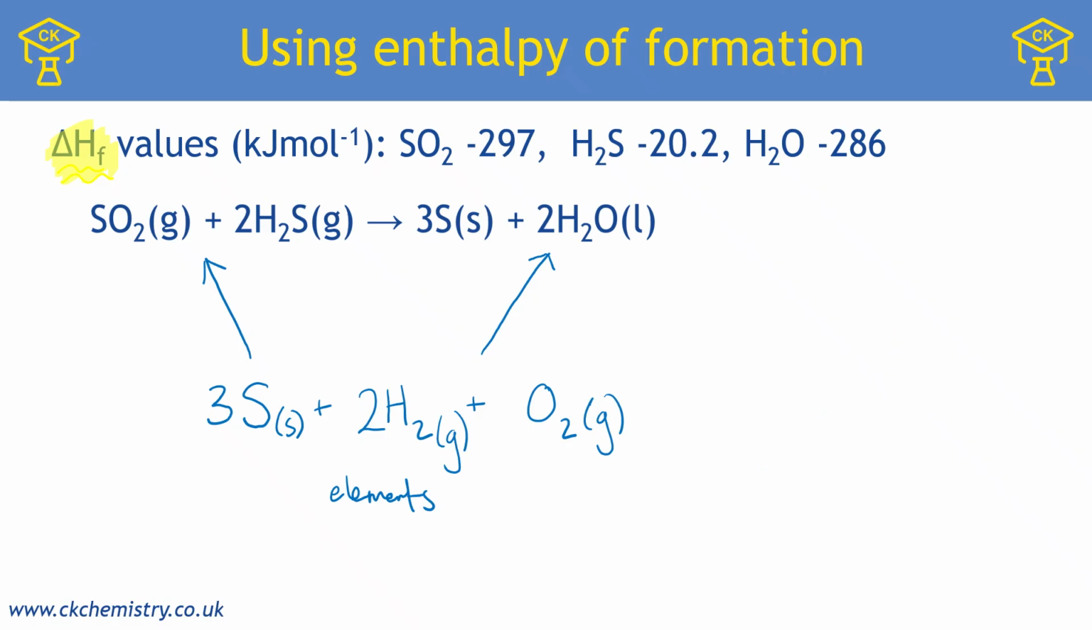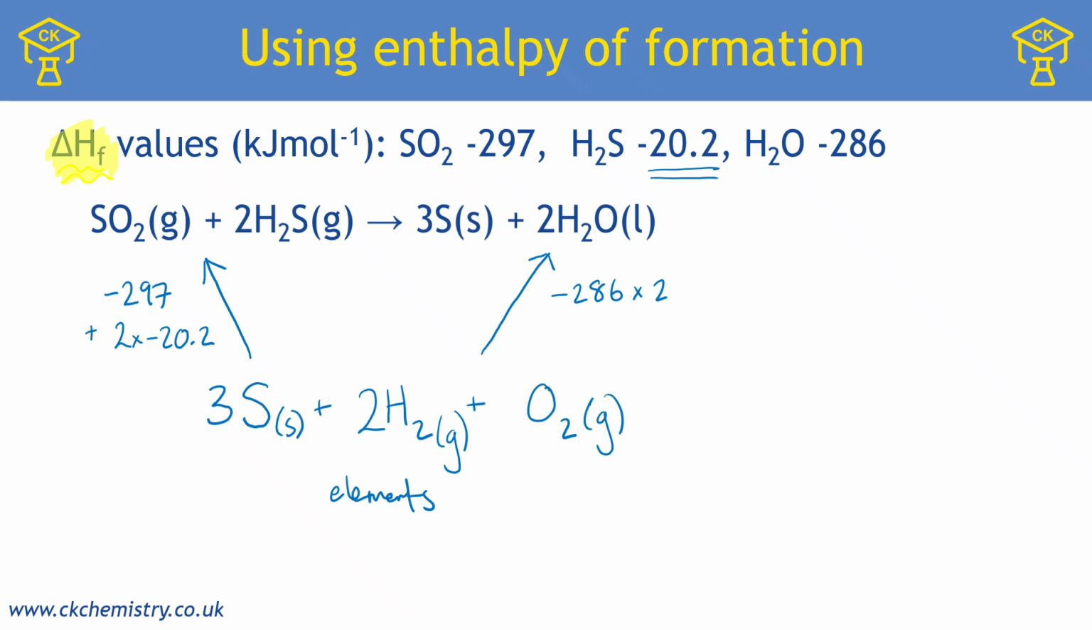We are going to put the numbers in the right place, so I recommend that you write everything out. So SO2 is minus 297. H2S, there are 2 lots of it, so I need to add on 2 lots of minus 20.2. On the right hand side, I've only got my water. Sulfur is not a compound, so I've got minus 286 times 2. And then I'm going to put that all together and actually work out what's going on.